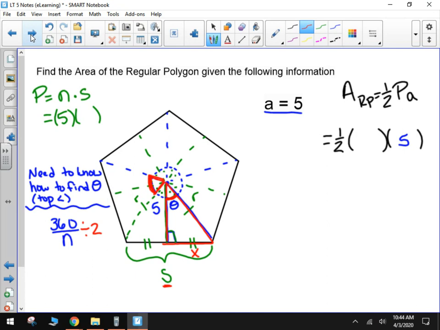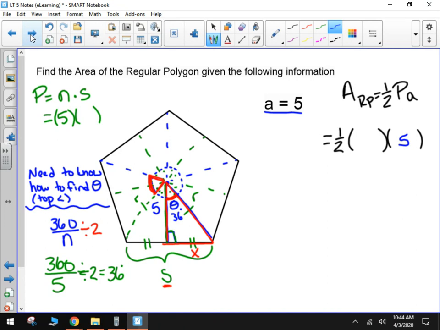So in this case, for our problem, I'm going to take 360, divide by 5, because I have 5 sides, and then I'm going to also divide by 2. And it gives me 36 degrees. So theta right here is 36 degrees.